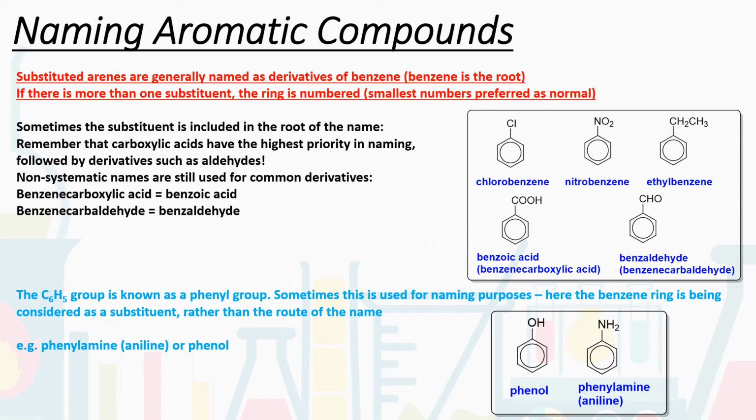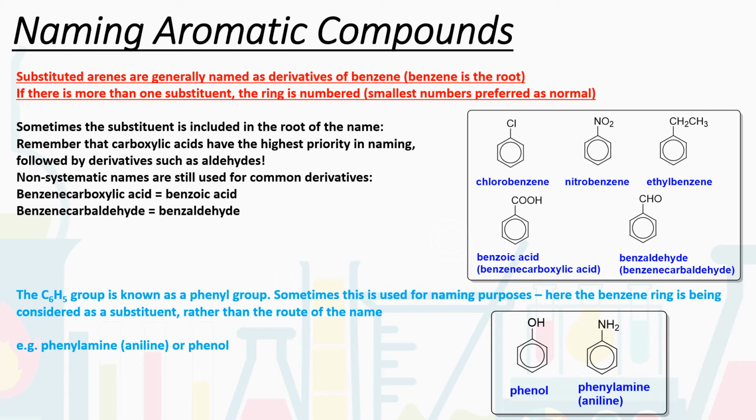Now, sometimes the substituent is included in the root of the name. This is important for benzoic acid or for benzaldehyde. Carboxylic acids have the highest priority in naming, followed by derivatives such as aldehydes. And so these are named slightly differently, and there are different names for them. There are sometimes non-systematic names used for common derivatives as well. So you might see benzoic acid being used for benzene carboxylic acid. You might see benzaldehyde being used for benzene carbaldehyde, but they mean the same thing.